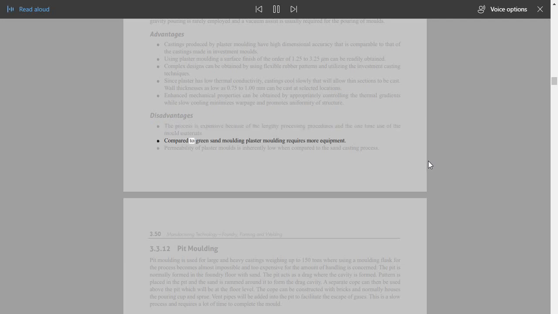Compared to green sand molding, plaster molding requires more equipment. Permeability of plaster molds is inherently low when compared to the sand casting process.